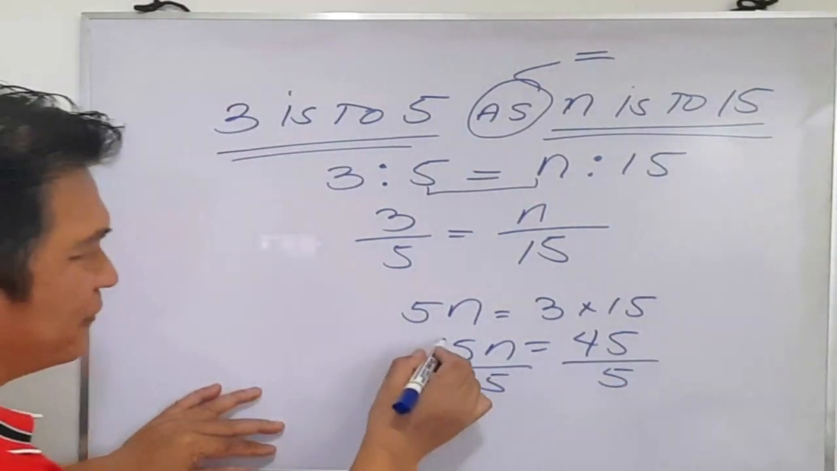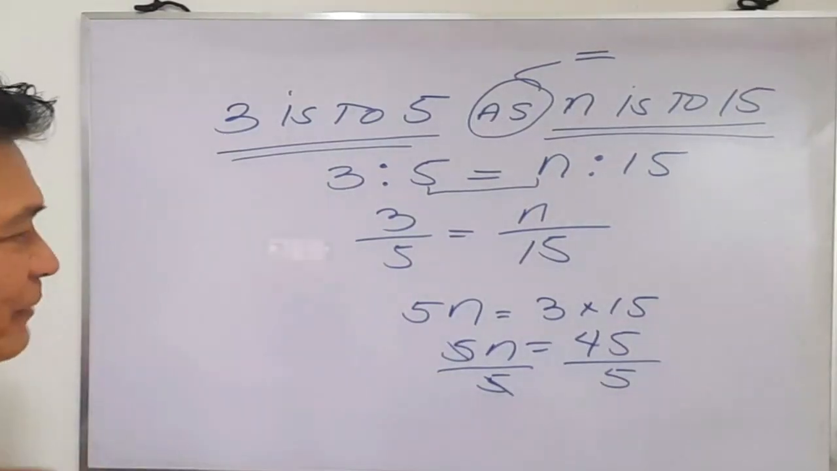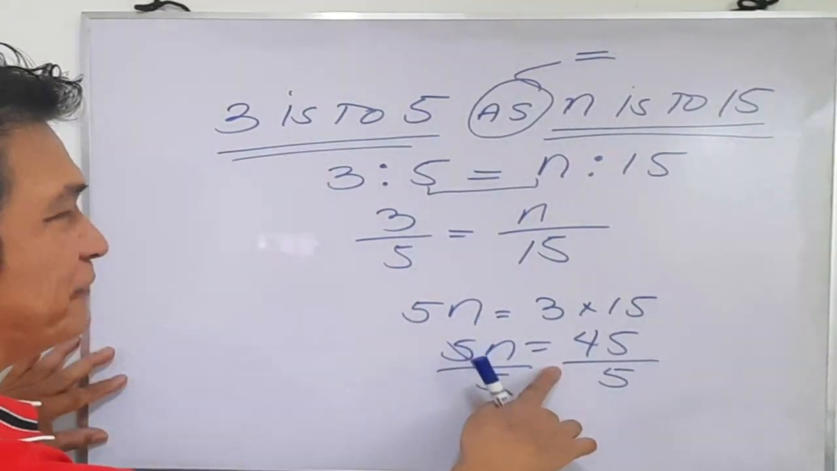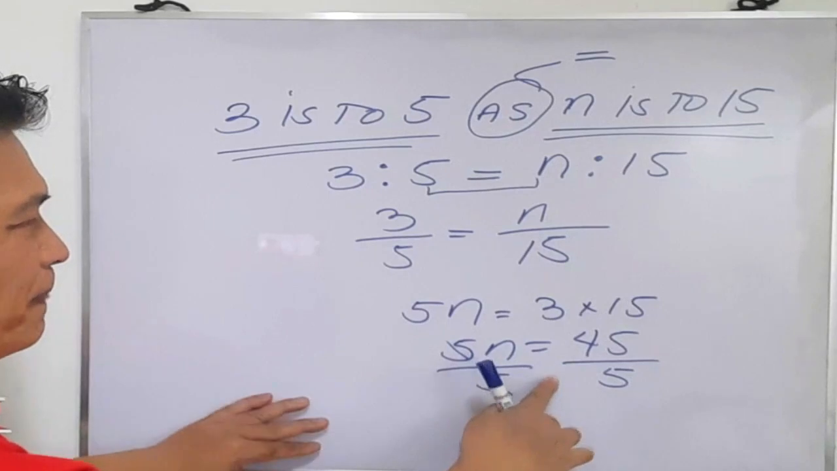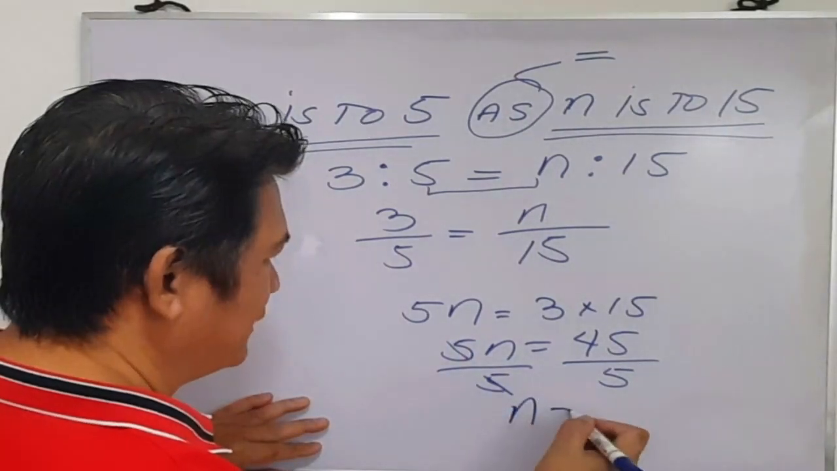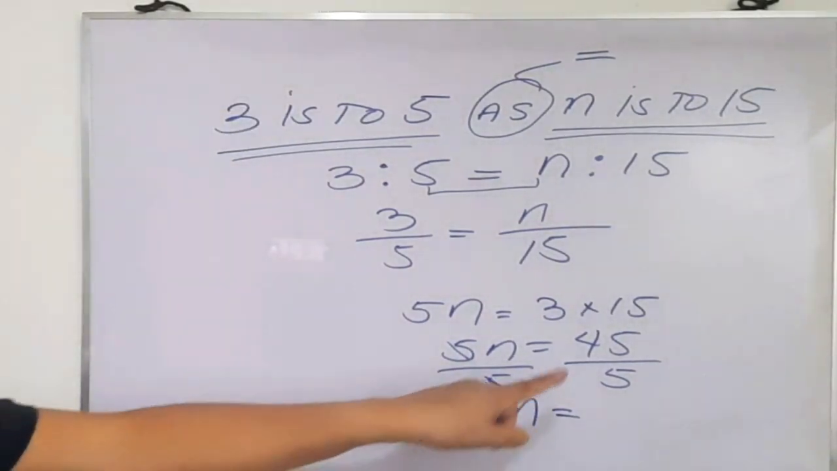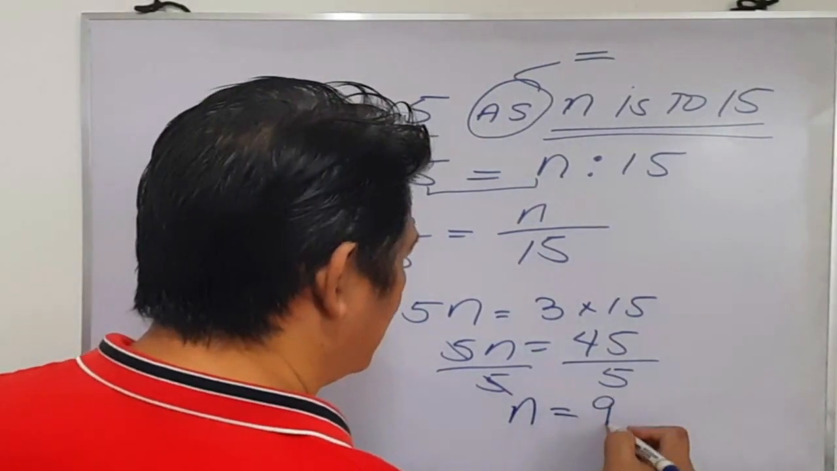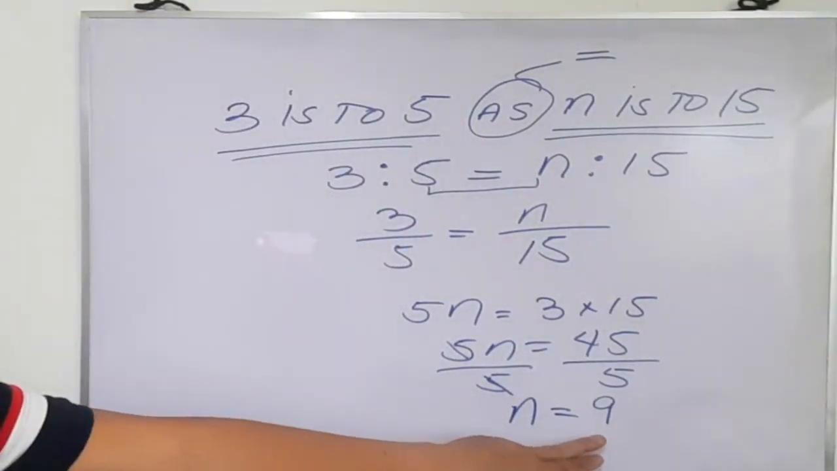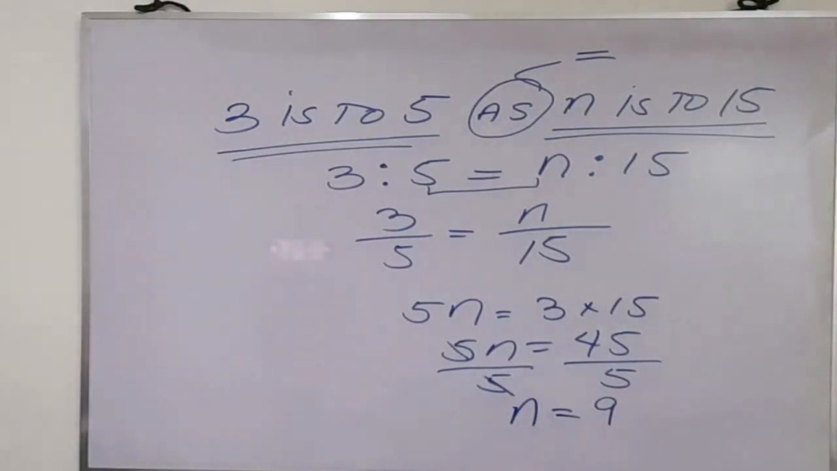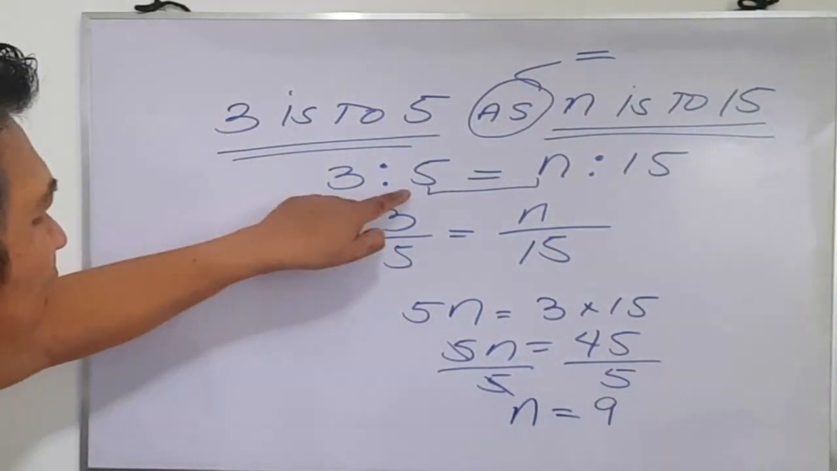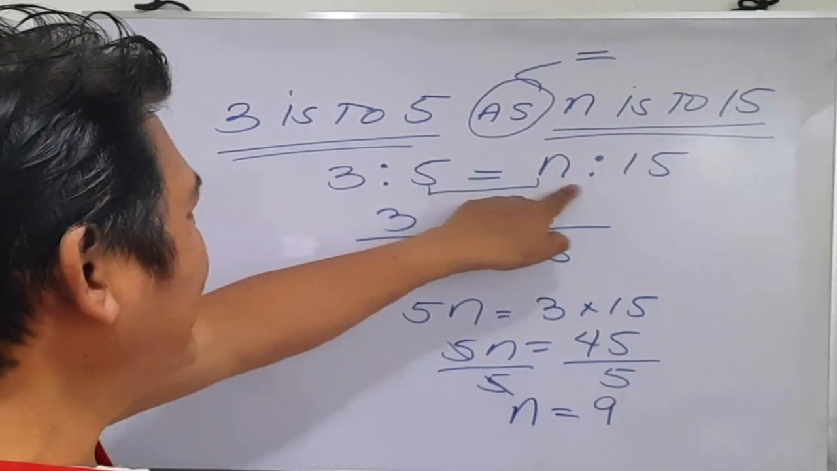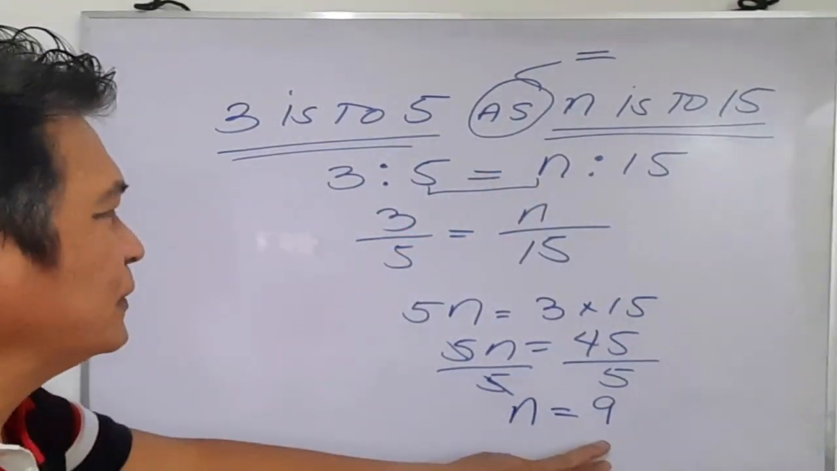You can cancel your 5 and your 5. What remains is n is equal to 45 divided by 5. So therefore, n is equal to, what is 45 divided by 5? It is 9. n is equal to 9. So 3 is to 5 is equal to n is to 15, which is 9 is to 15.